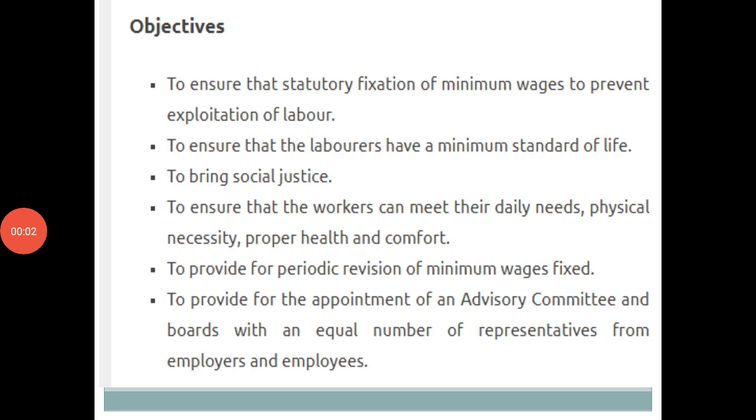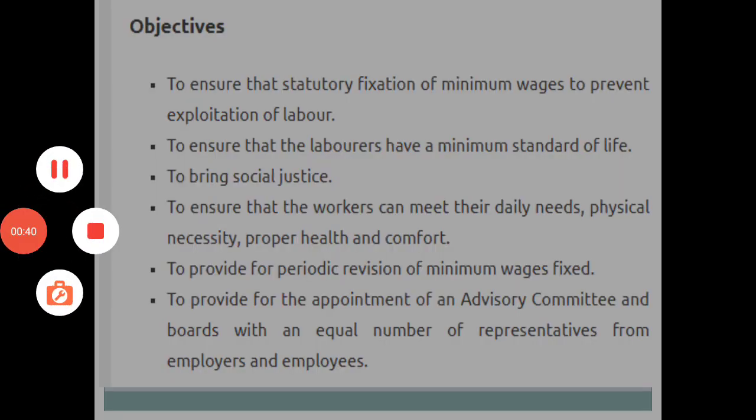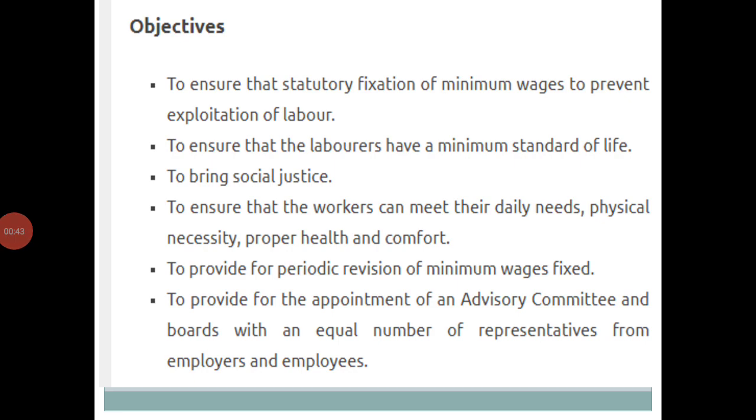So let's see what are the different objectives of the Minimum Wages Act. The first objective of the Minimum Wages Act is to ensure statutory fixation of minimum wages to prevent exploitation of labor. See, whenever we come across this person, the laborer or worker, this person is very important to your production activity, right? Why?